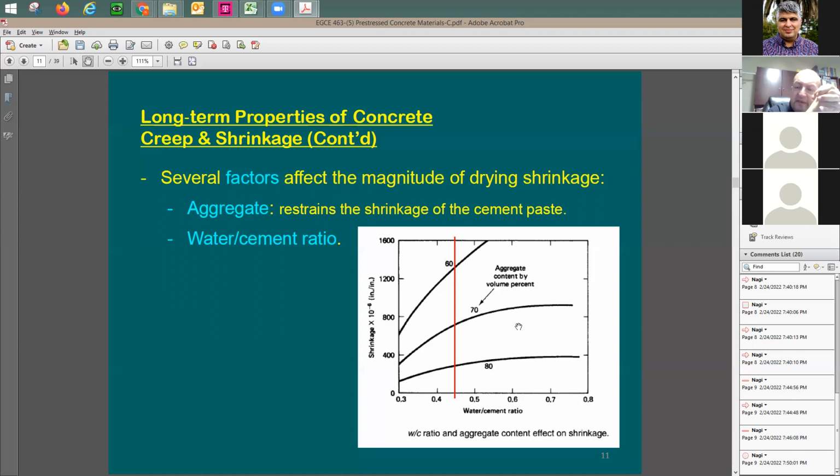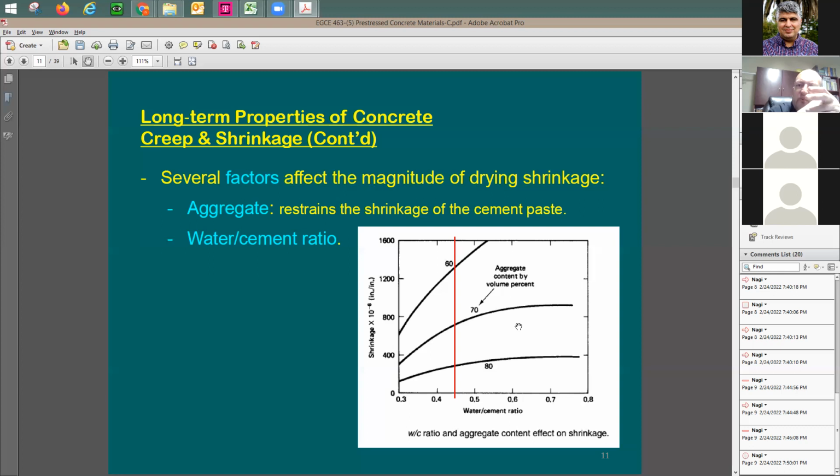The rapid strength cement will have higher shrinkage properties. So that's number one, which means for each cement, I'm going to have a different set of curves like this. Number two, the aggregate.